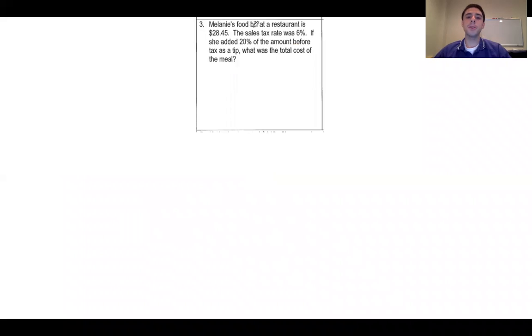We're looking at Melanie's food bill at a restaurant is $28.45. The sales tax rate was 6%. If she added 20% of the amount before tax as a tip, what is the total cost of the meal?